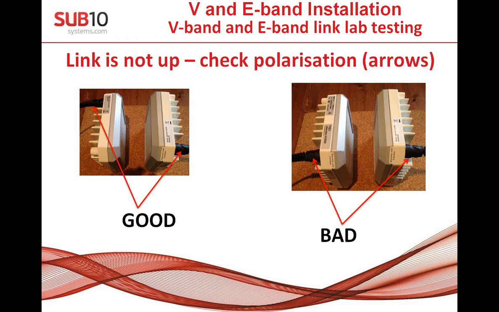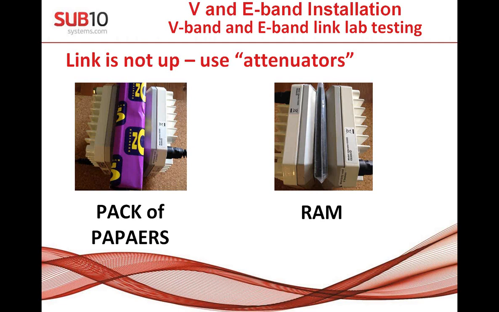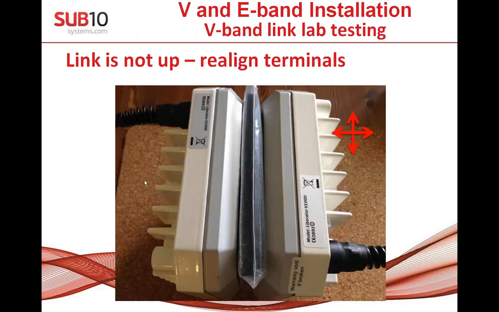This is the first one: check polarization, very easy. From the back part you can see arrows, and they have to be in the same orientation. It can be either down-up or left-right. The second, use some attenuators. For V-band, as I mentioned, you can use RAM, which is foam doing some attenuation, or you can use a pack of papers for the printer. And last one, if you have everything and think it's still not okay, move the terminals a little bit and check the application, web GUI and pings.